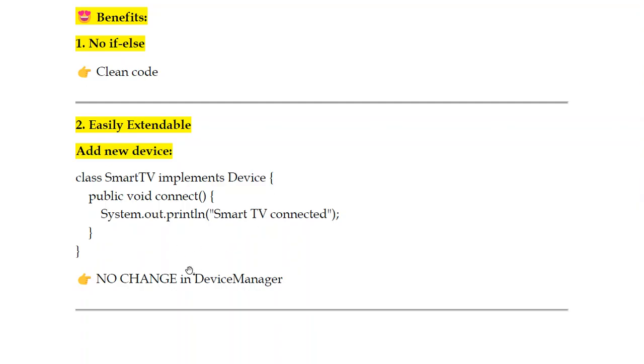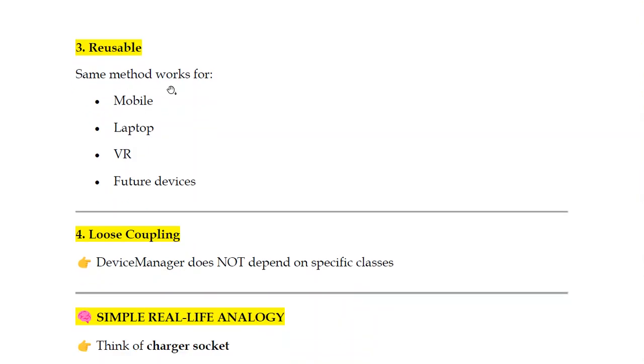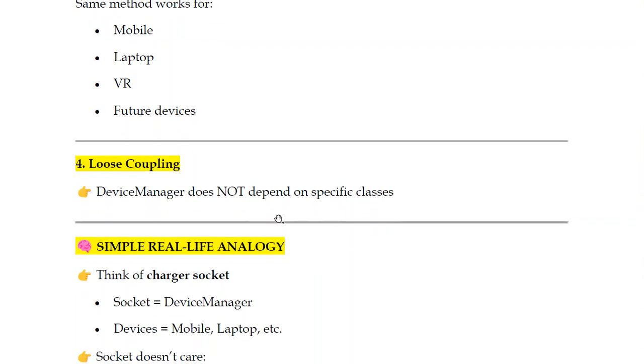Simply add the new device alone and implement the interface method. So it is reusable. One time you write that method in the interface you have declared, and that method works for all other new classes. The void connect is already declared in the interface. That method will work for mobile, laptop, VR, or future devices. Whatever comes, it will follow the same thing. Loose coupling: DeviceManager does not depend on any specific class, a mobile phone or a tablet. It is not depending on anyone.